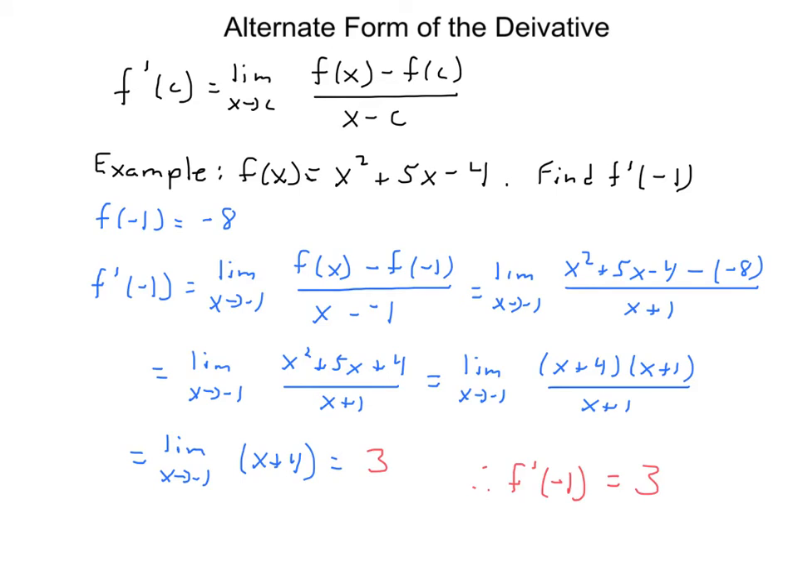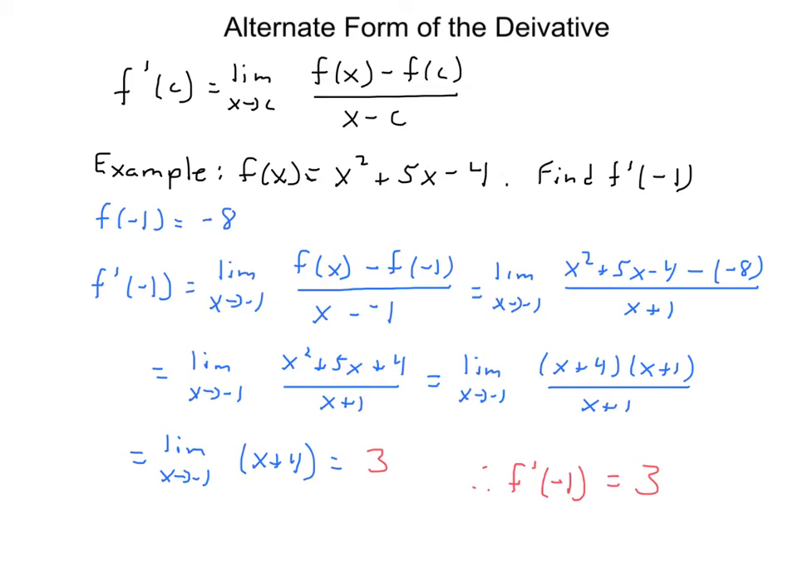Welcome back. Now let's take a look at an alternate form for the derivative of a function. Apparently I can't spell derivative, it should be D-E-R-I-V-A-T-I-V-E. I missed an R. What we have in that alternate form is f prime of c. Now notice we're including c. This is how we can find the derivative at a particular x value.